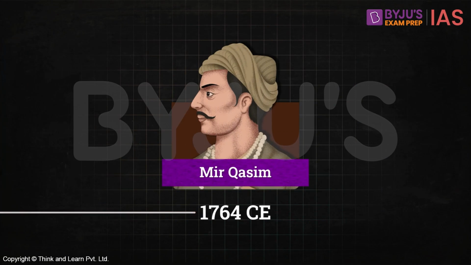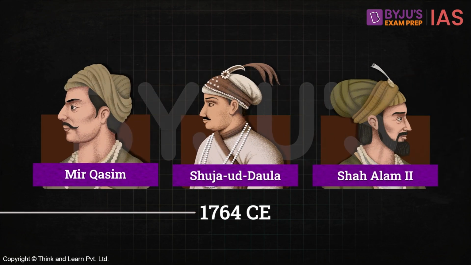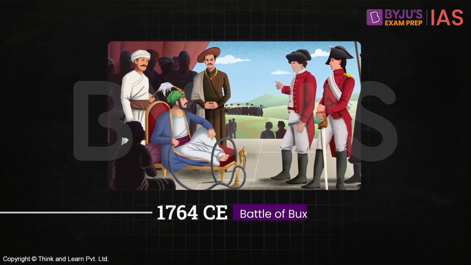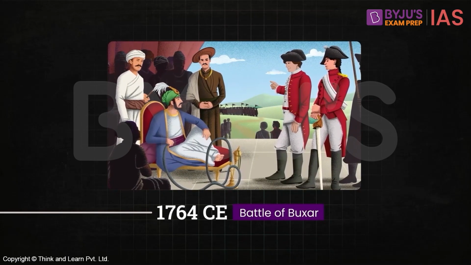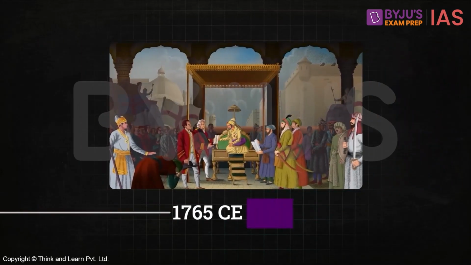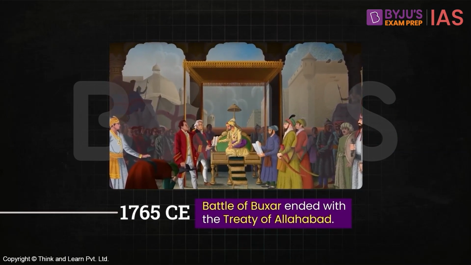By 1764, Nawab of Bengal, Mir Qasim, Nawab of Awadh, Shuja'ud-Dawla, and the Mughal Emperor Shah Alam II conspired to recover Bengal from the English. The combined army lost to the English in the Battle of Buxar, and the Mughal Emperor became a pensioner of the East India Company. In 1765, the Treaty of Allahabad was signed at the end of this particular war.